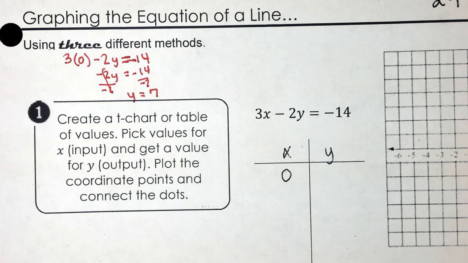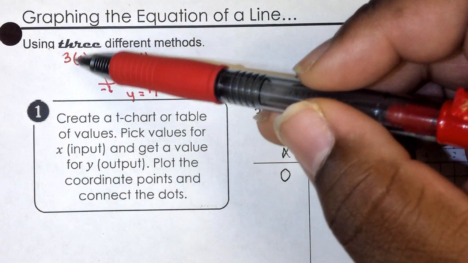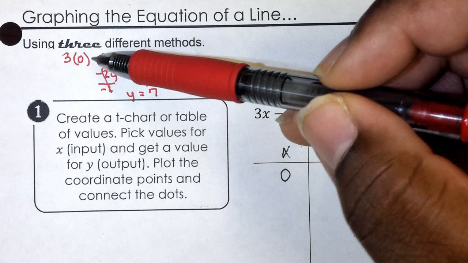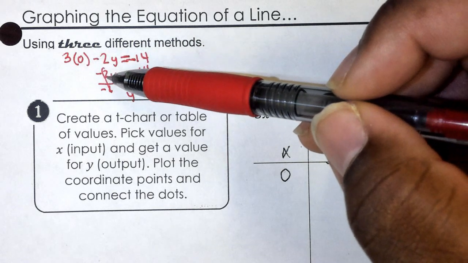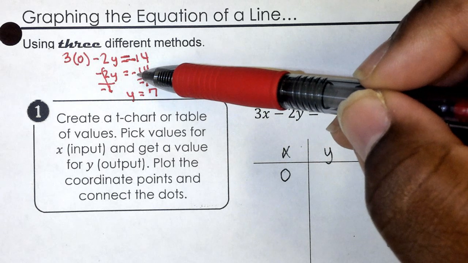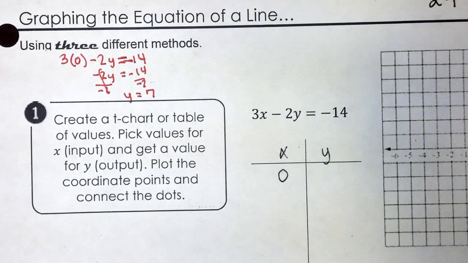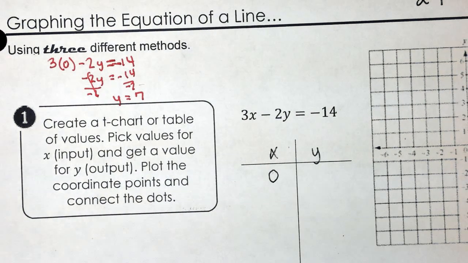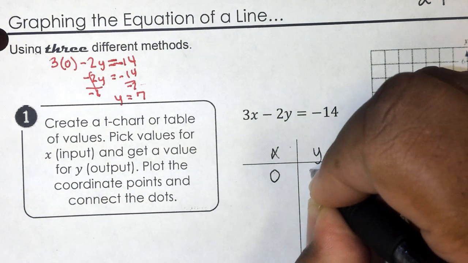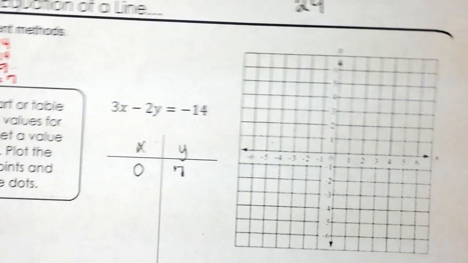The first one I choose is 0. And then plug in 0 for x. 3 times 0 equals 0, so everything that you have left to use: negative 2y equals negative 14, divide by negative 2, divide by negative 2, y equals 7. So my first value for y is 7. And since my x is 0, that is my y-intercept actually as well.